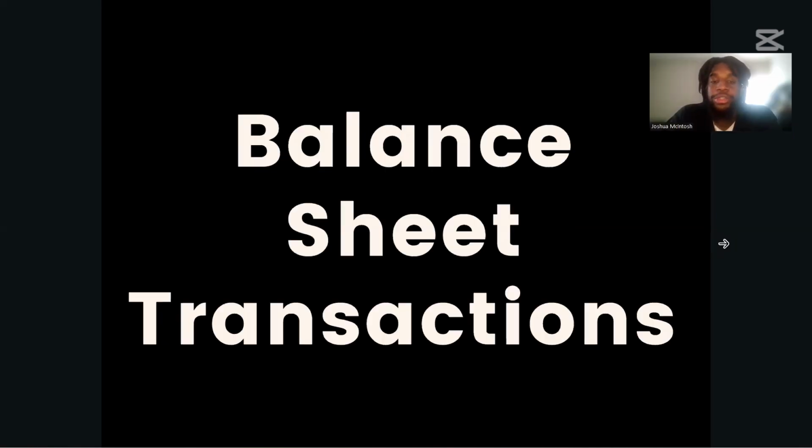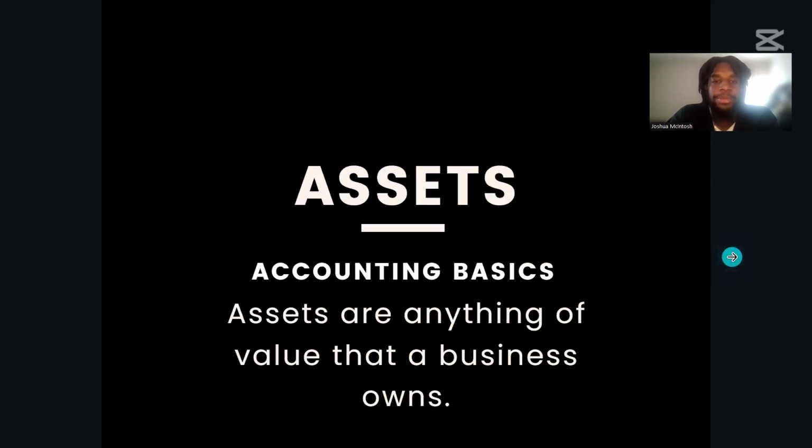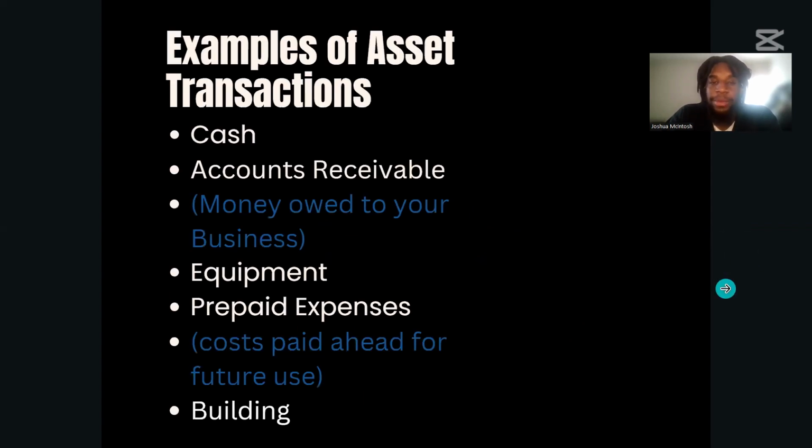Let's start with balance sheet transactions. Balance sheet transactions are a little bit hard to conceptualize if you haven't taken an intro to accounting course. And I try to break it down in a way that everybody can understand. So bear with me. Assets are anything of value that a business owns. Examples of transactions that include assets are transactions with cash, accounts receivable, which is money owed to your business, equipment, prepaid expenses, which are costs paid ahead for future use, or a building.